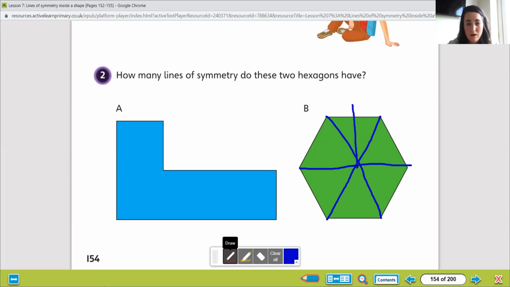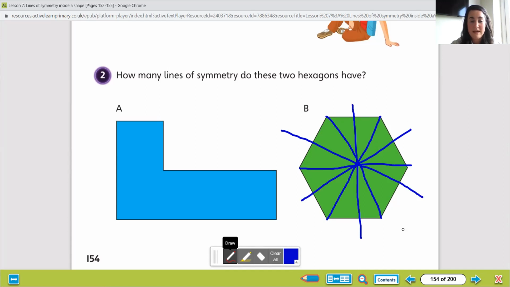I can also cut it in half. Okay, I can also cut it in half here, and I can also cut it in half here. Okay, so I can do quite a lot with this hexagon here to find the line of symmetry, whereas this shape, if I cut it down, it's going to be different.